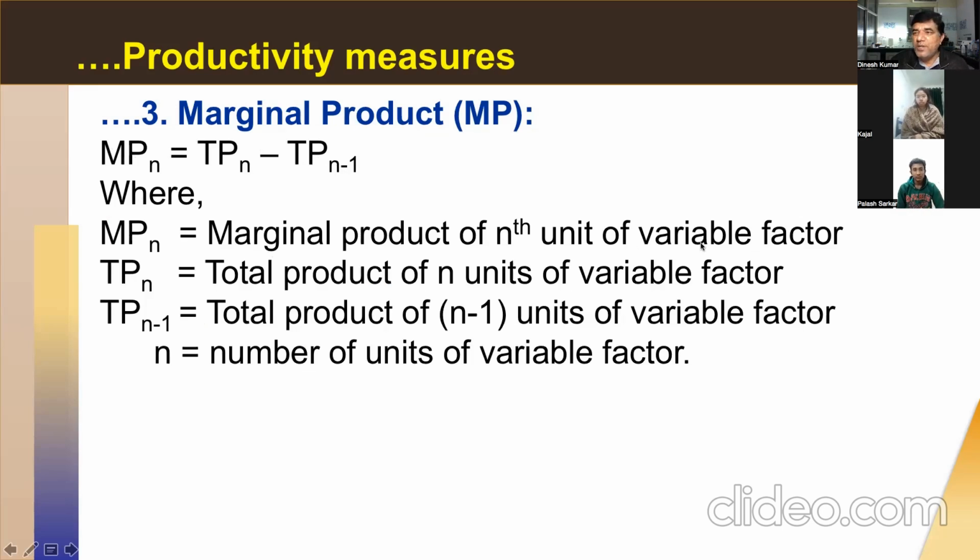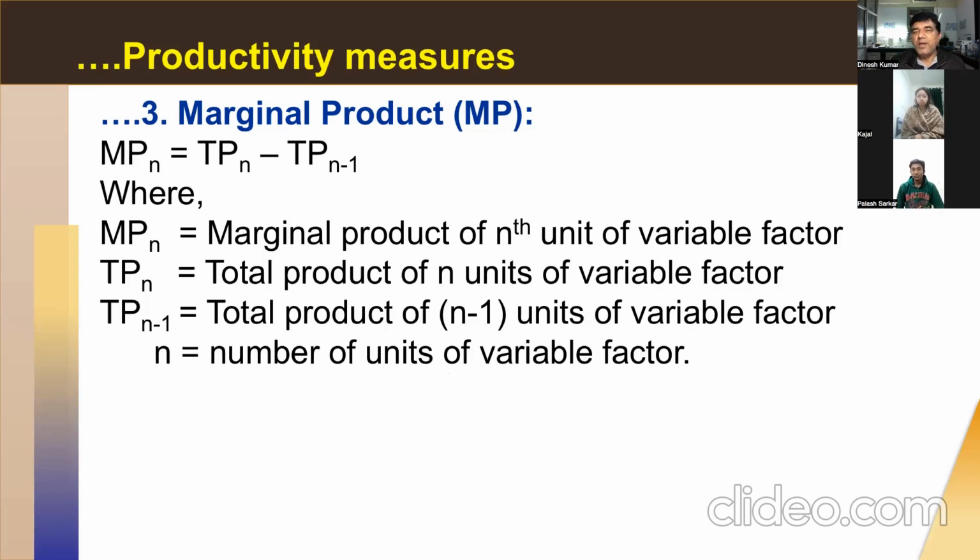Suppose it is the 9th unit or 9th labor factor. TPn is total product of 9 units of variable factor. How much is produced by total 9 labors? And TPn minus 1 means total product of n minus 1 units of variable factor, where n is number of units of variable factor. n minus 1 means you subtract the previous labor's product. So this is your marginal product.